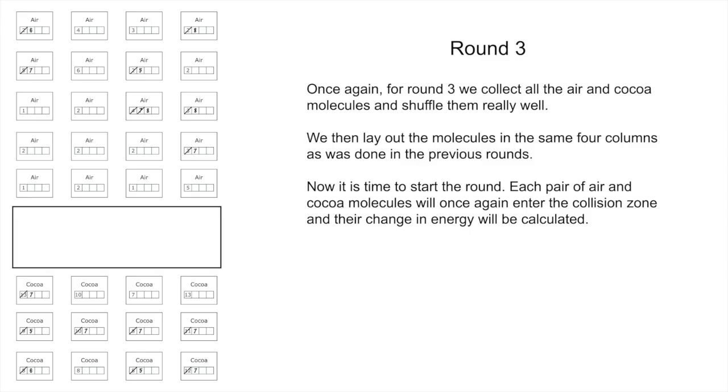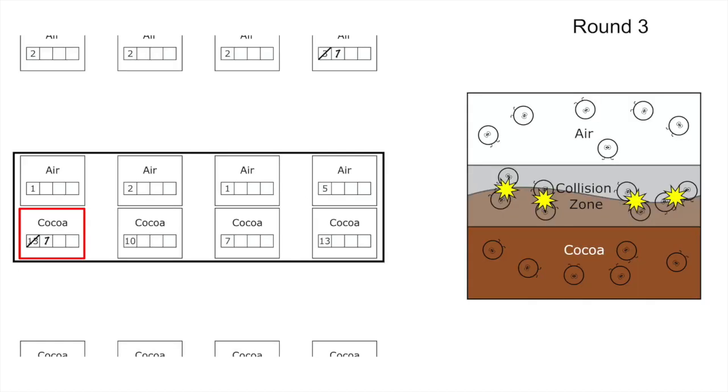Now we'll move on to the third round of cocoa collisions. Just as before, we'll collect all the cards and shuffle them really well to account for the molecular movement. We'll then lay them out into the 4 columns and move the 4 pairs of air and cocoa molecules into the collision zone. In this round, a cocoa molecule that was already in a collision ended up in the collision zone again.